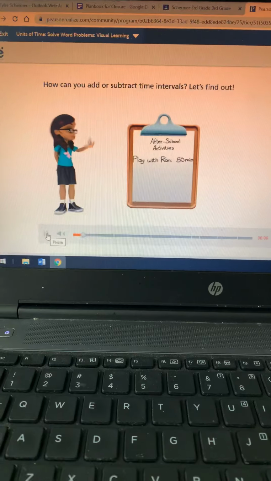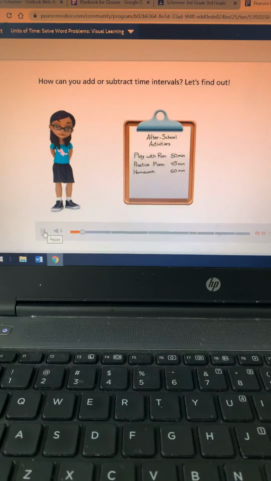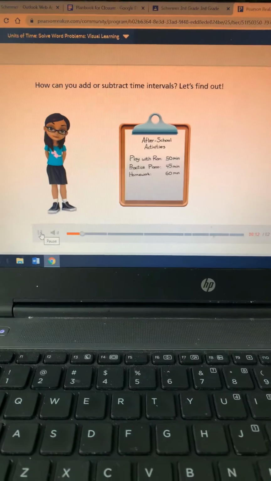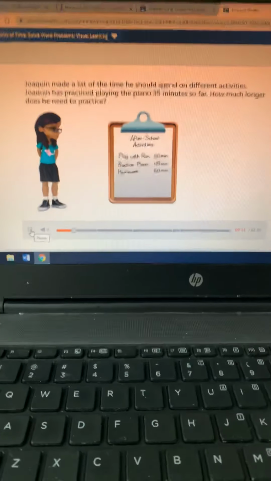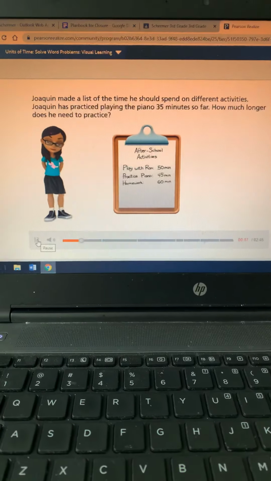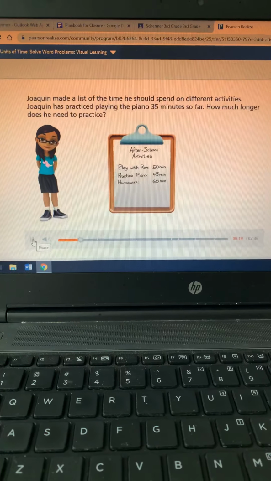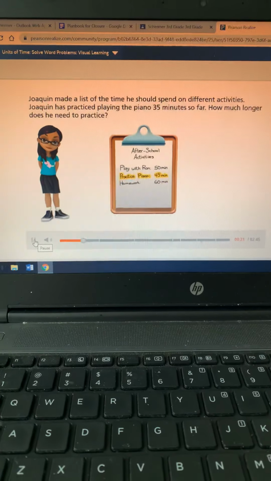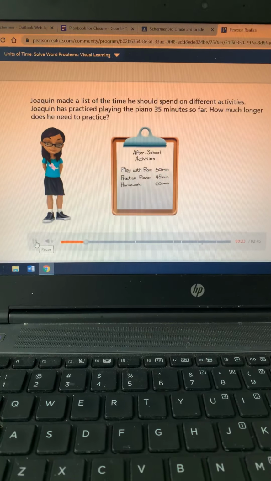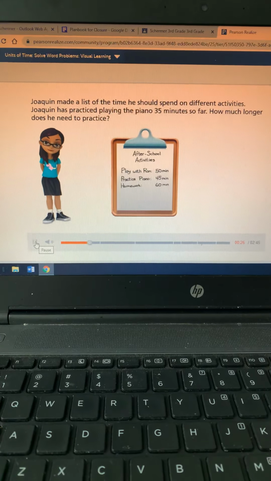How can you add or subtract time intervals? Let's find out. Joaquin made a list of the time he should spend on different activities. Joaquin has practiced playing the piano 35 minutes so far. How much longer does he need to practice?